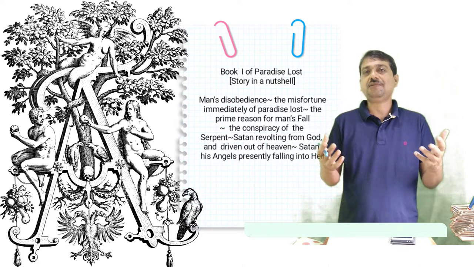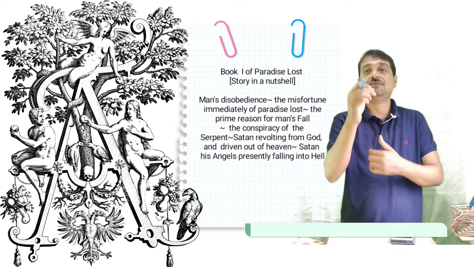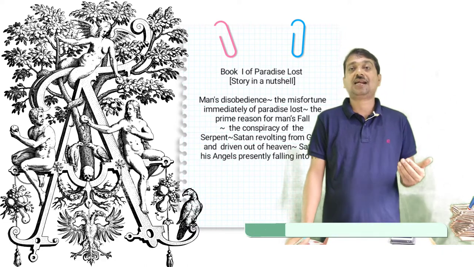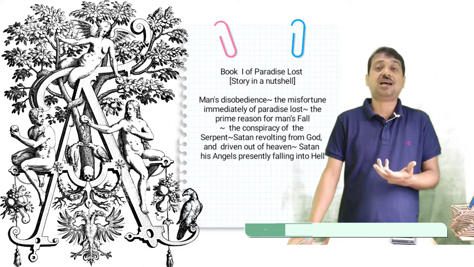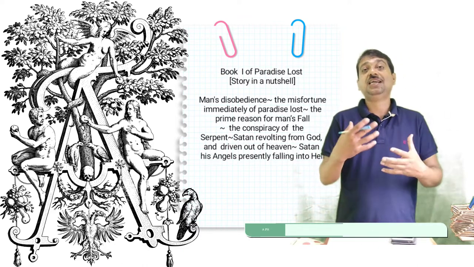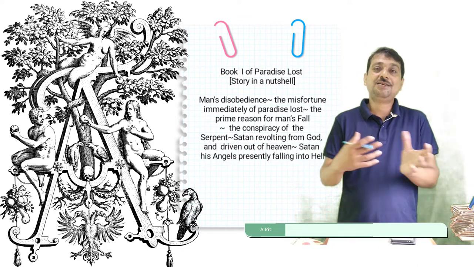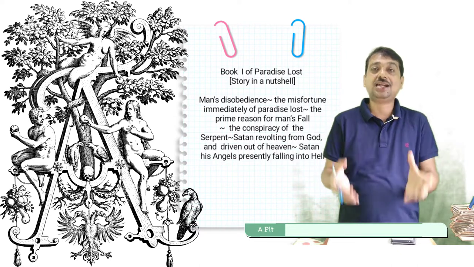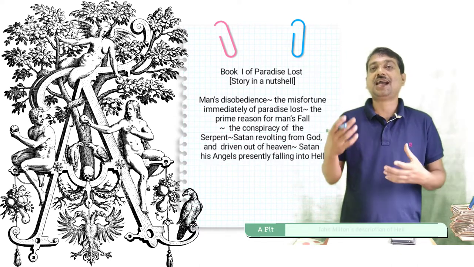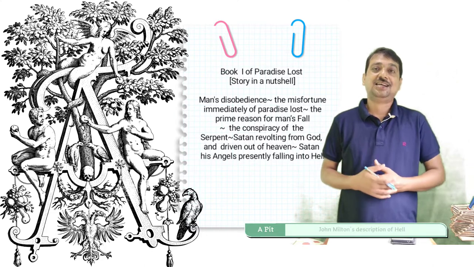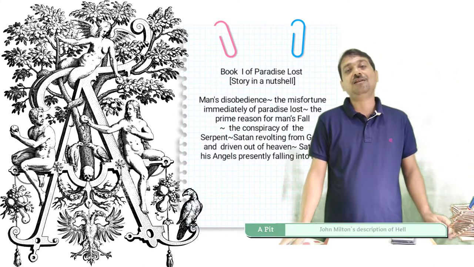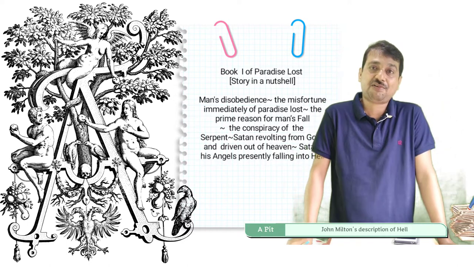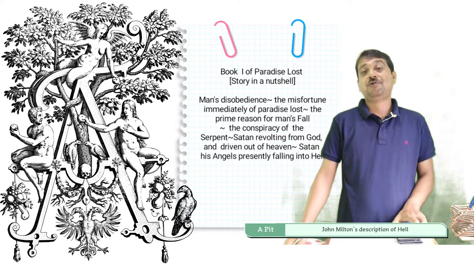Now, who is that serpent? Satan is within the serpent, who, revolting from God and attracting to his side numerous armies of angels, was by the direction of God driven out of heaven with all his group into the great depths. While the action is disregarded, the poem hurries into the middle of things, giving Satan and his angels presently falling into the hell portrayed here.